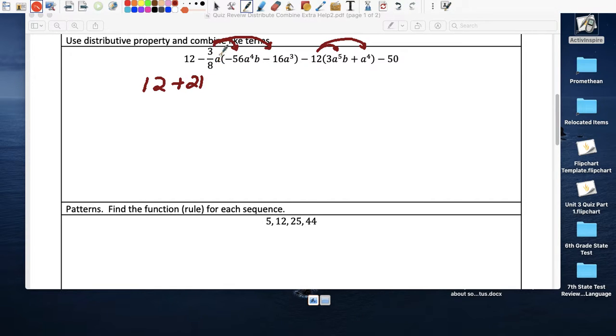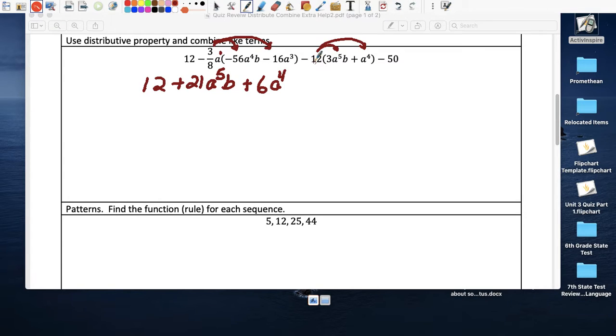The a here, remember, has an exponent of 1. It can be multiplied with that a to the fourth. And that's going to give me a to the 5th. And don't forget the b. Negative times a negative again is a positive. 3/8 times 16. Well, 16 divided by 8 is 2, times 3 is 6. Now that a to the first power and a to the third power gives me a to the fourth, right? Keep the base, add the exponents.